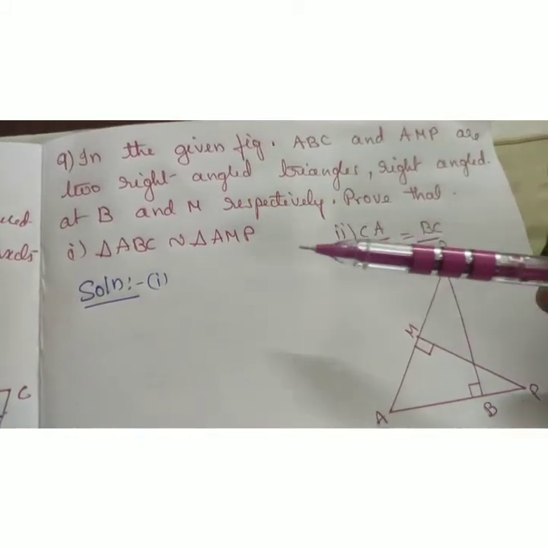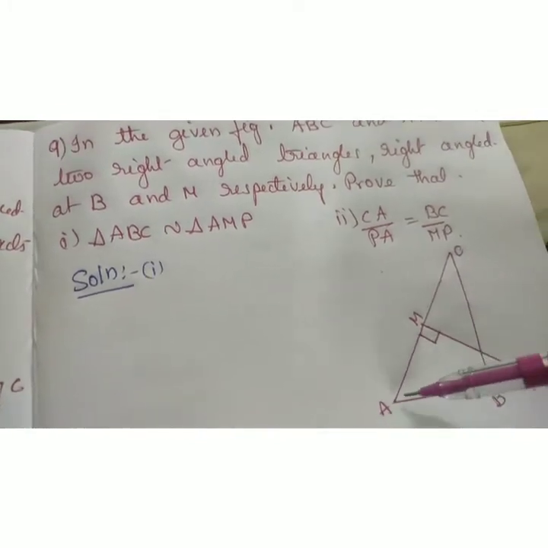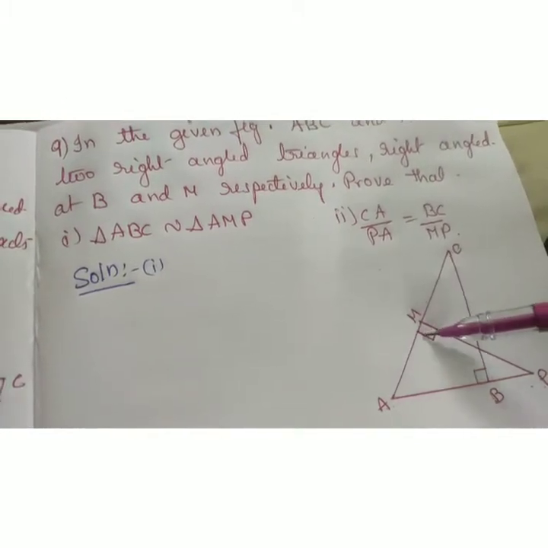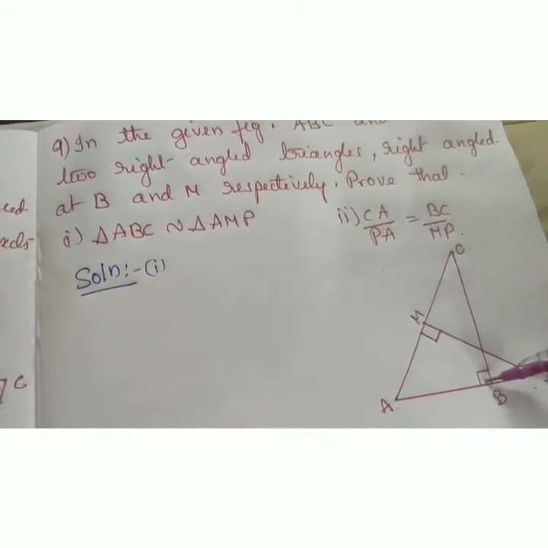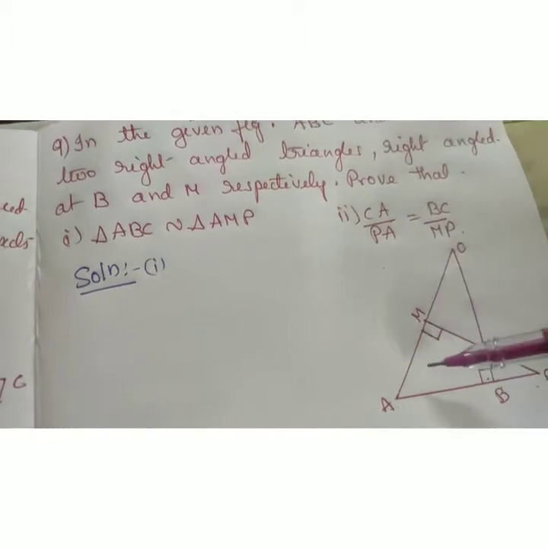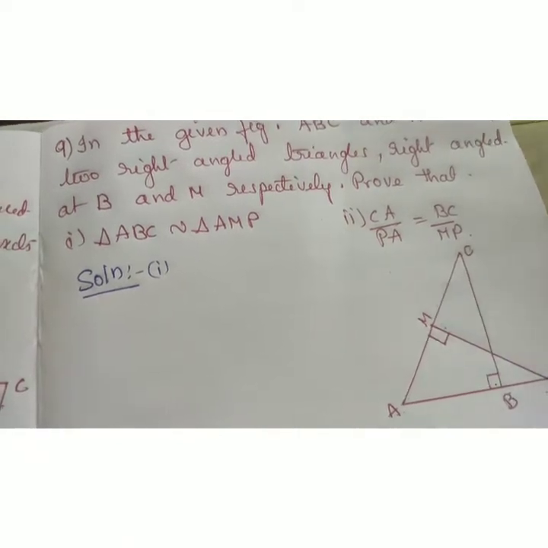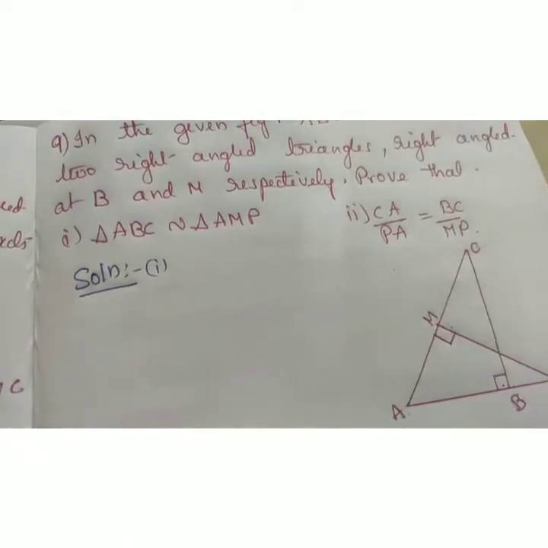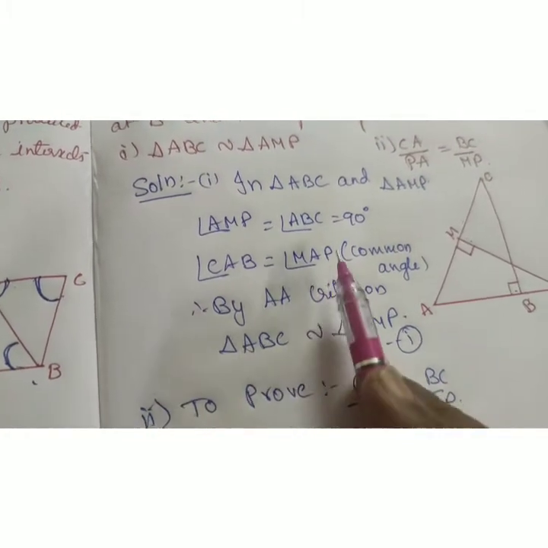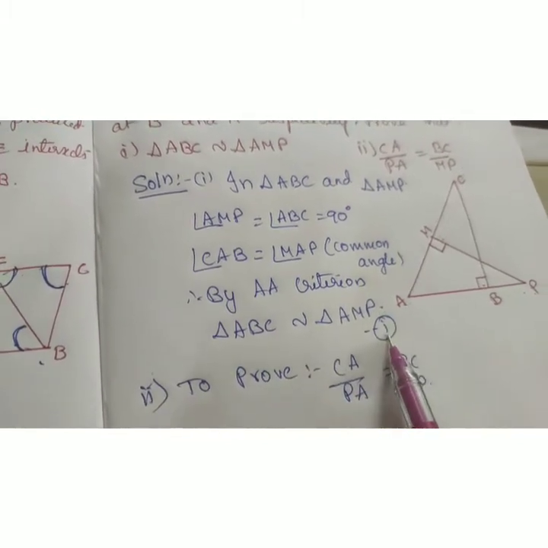Okay. So first let us consider the first part. In triangle ABC and triangle AMP you can see that angle M equals angle B, which is 90 degrees, and angle A is common for both the triangles. So we got two angles equal. Therefore by AA criterion we can prove that those two triangles are similar. So by AA criterion triangle ABC is similar to triangle AMP. Let us take this as 1.